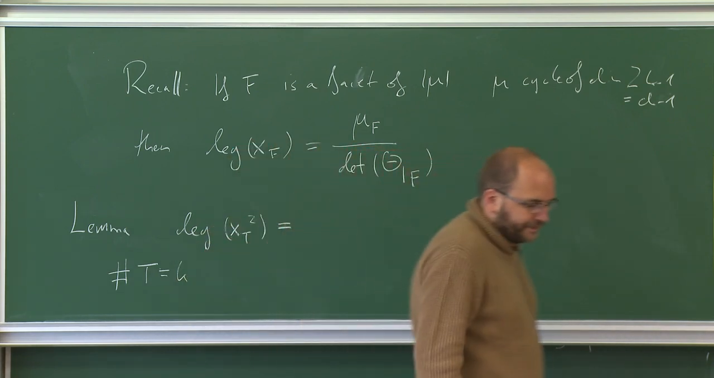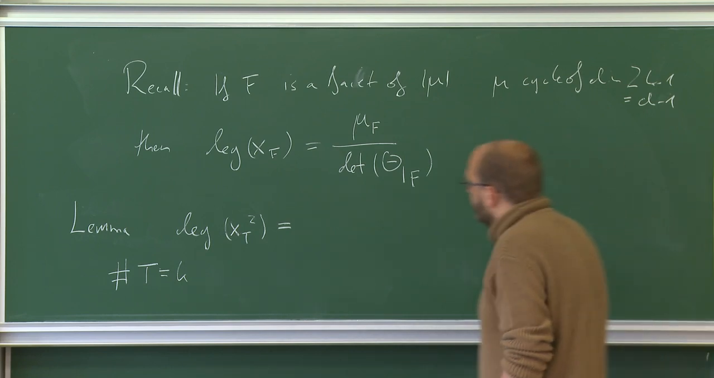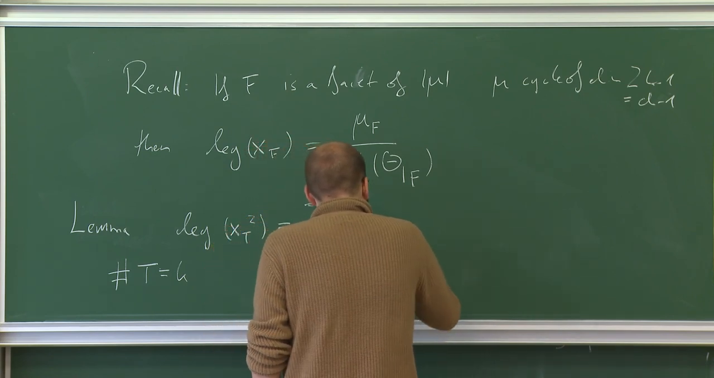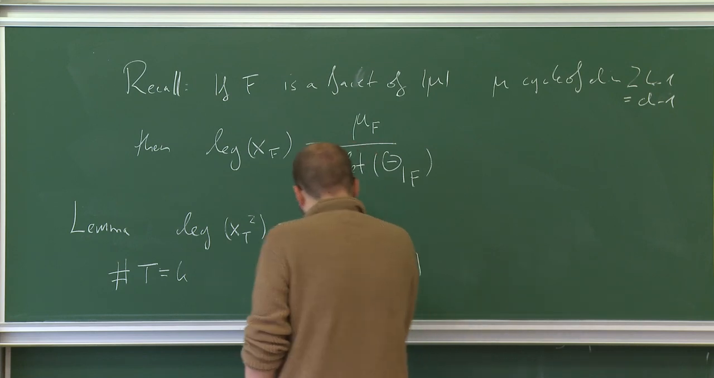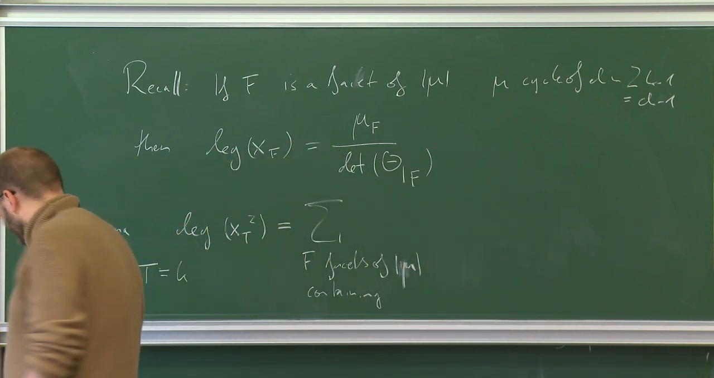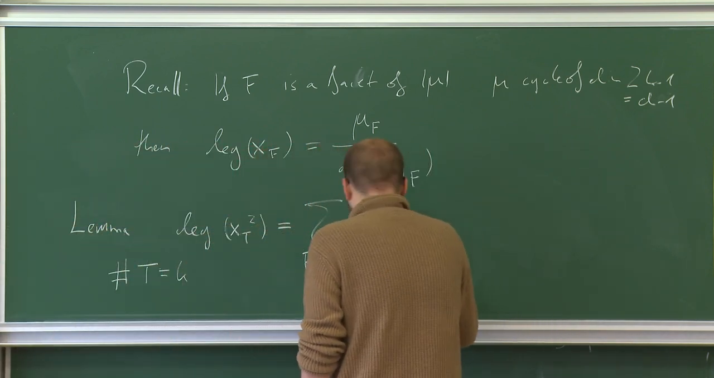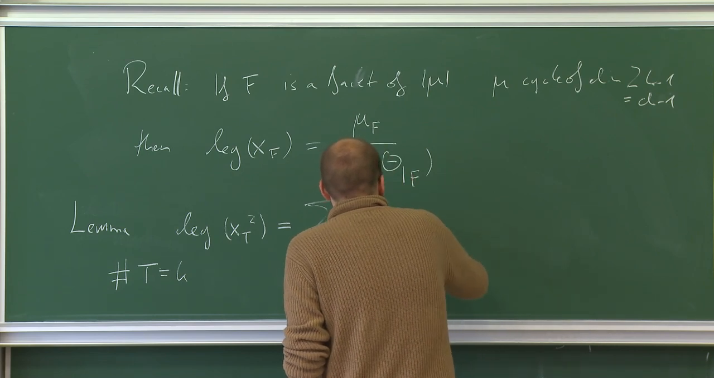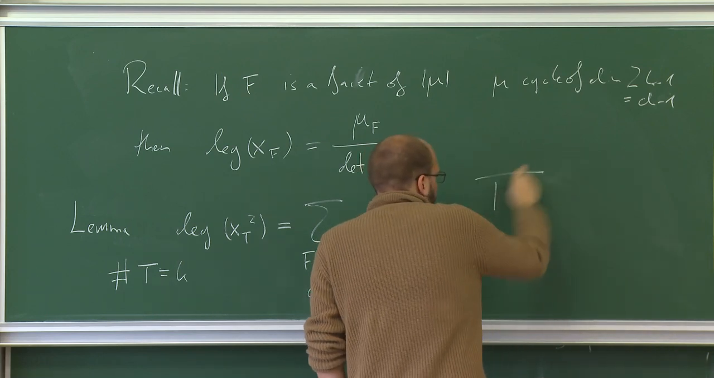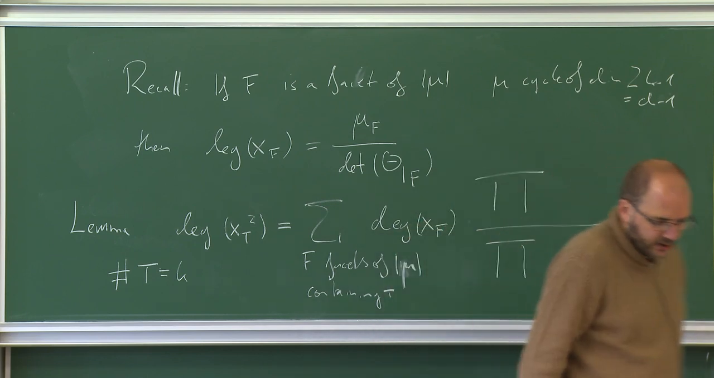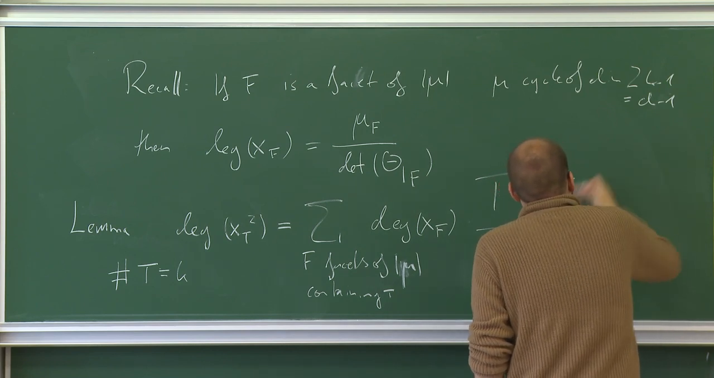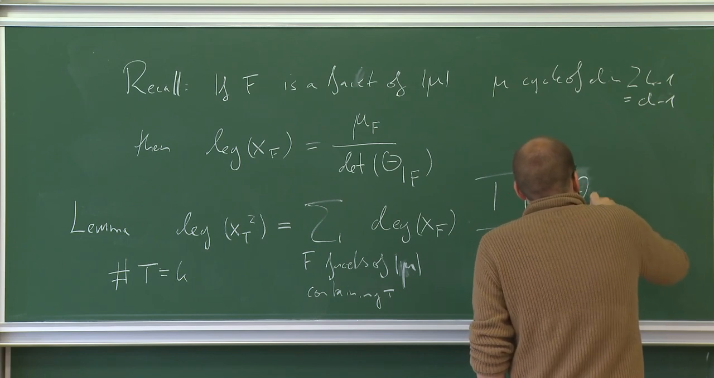And now I have to sum over f, the facets of mu containing a given element, so containing tau, and then I have the degree of xf, and then I have to multiply the following product, and the product is over all those f without i, let me call it theta of f without i.